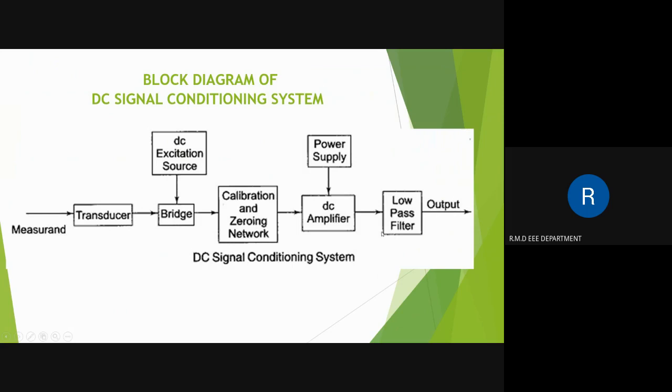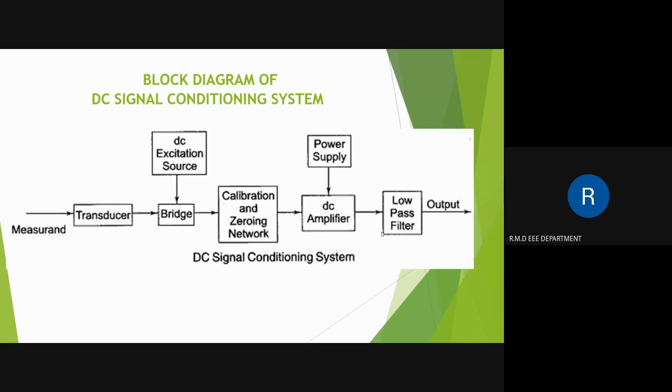So the characteristics of this DC signal conditioning: it should have good thermal and long-term stability. It may require balanced or differential inputs. The CMRR is a measure of the ratio of desired signal to undesired signal. This value should be as high as possible.